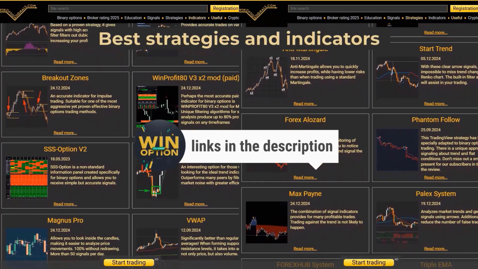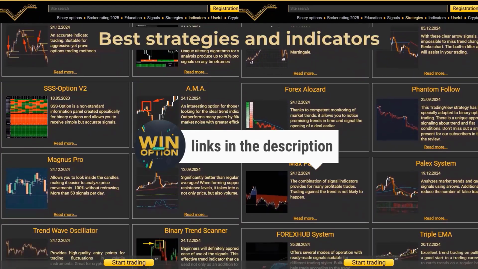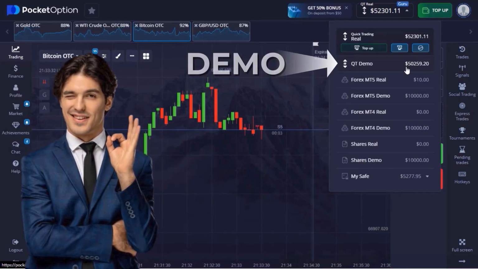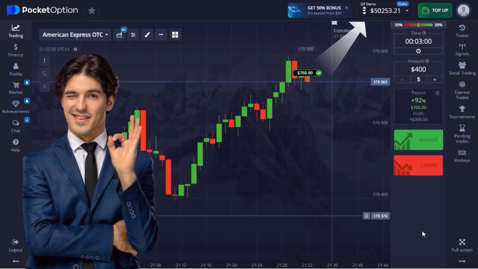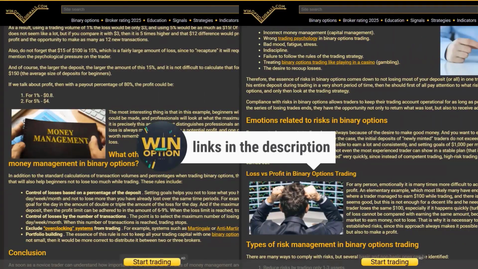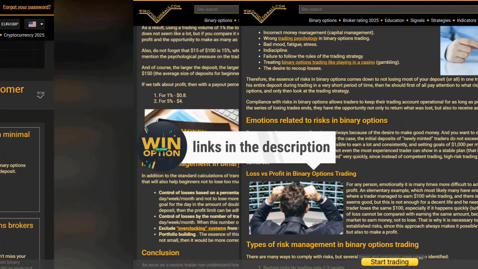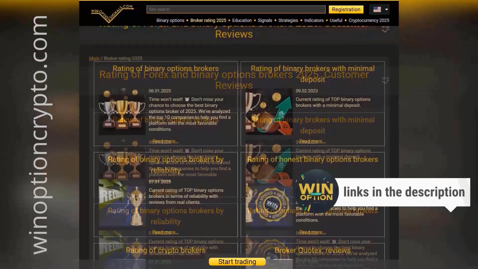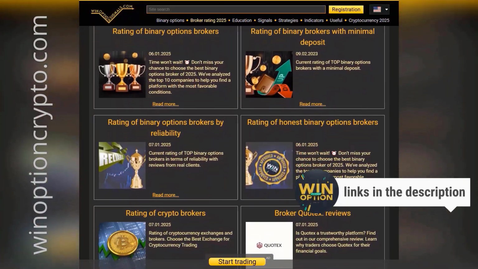And remember, any strategy or indicator is just a tool that you need to learn how to use correctly. Be sure to check and test the indicator on a demo account and on historical data, without forgetting about the rules of risk and capital management. And also choose only proven brokers, which you can find on our website in our regularly updated rating.